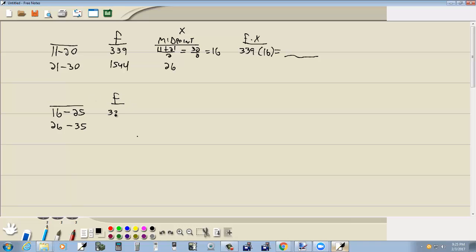Our frequency is still the same, potentially. This is the part we don't know quite about because we don't know where the numbers fall. But let's say they're the same.